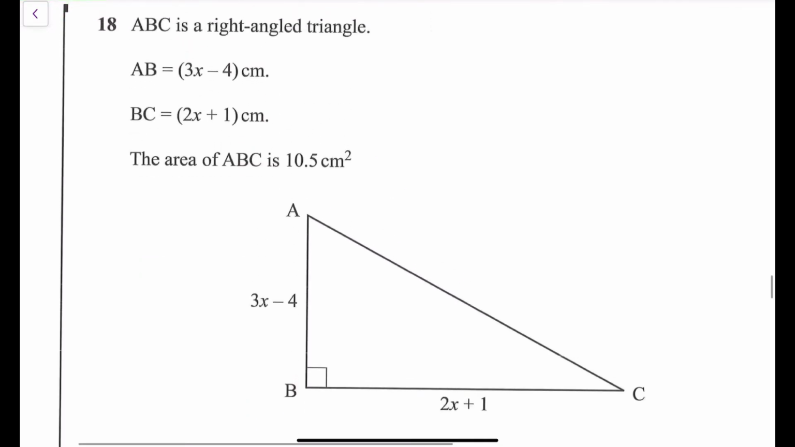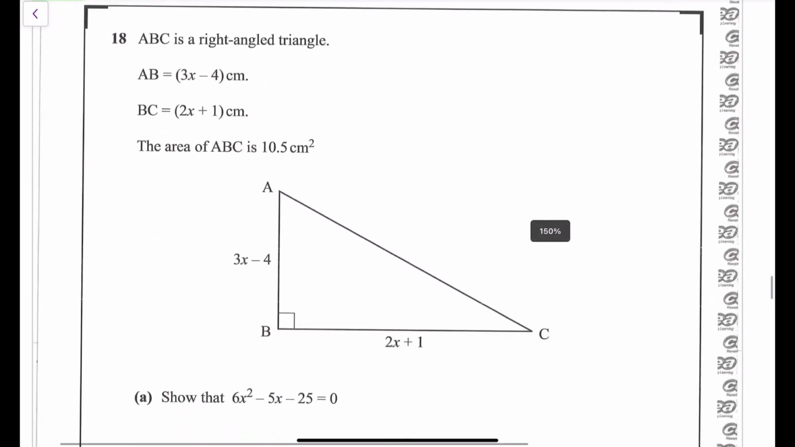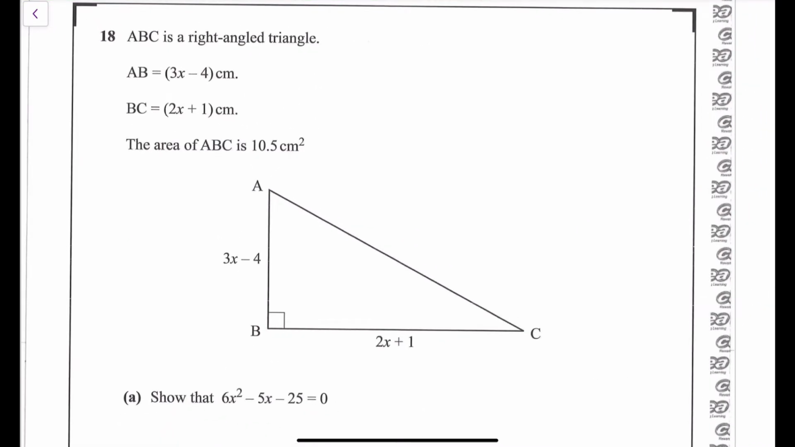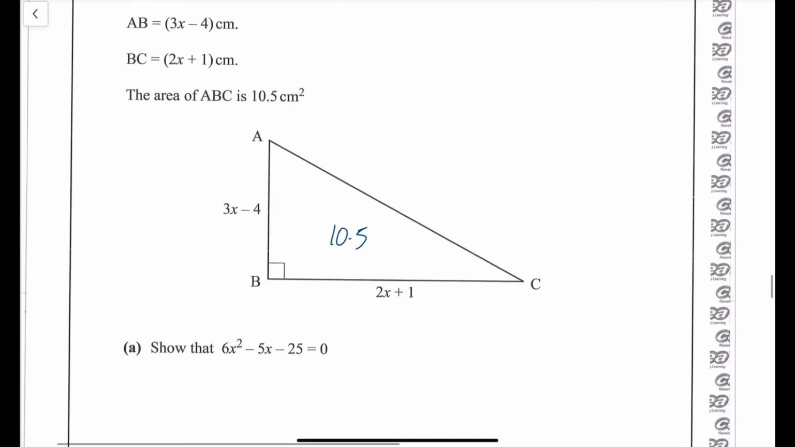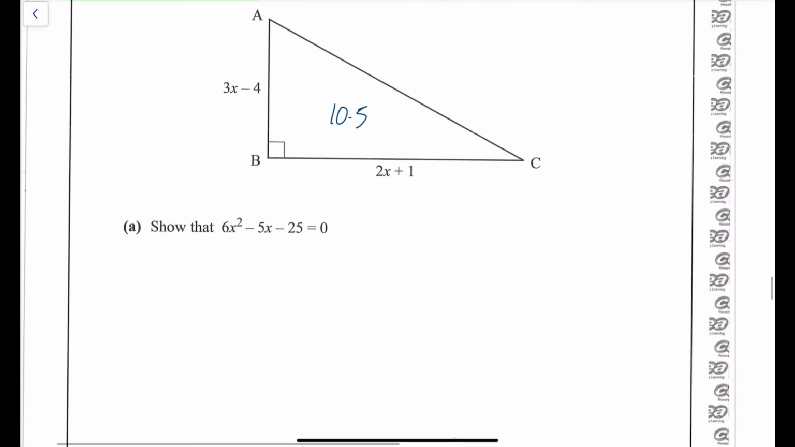Okay, next page, we have got a right angle triangle. AB is equal to 3x minus 4. BC is equal to 2x plus 1. And the area of this triangle is 10.5. It says show that 6x squared minus 5x minus 25 equals 0.